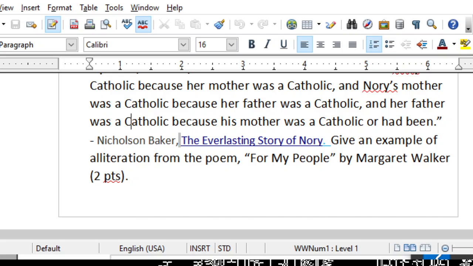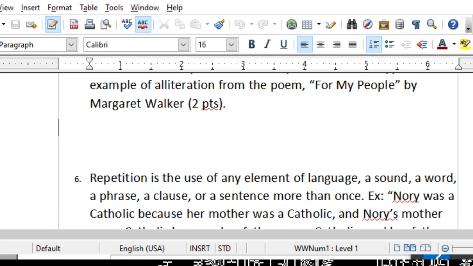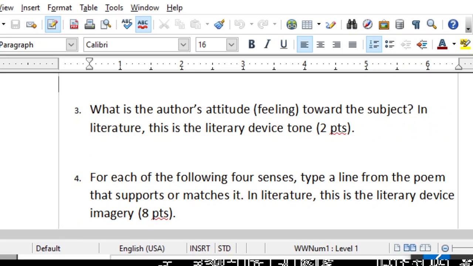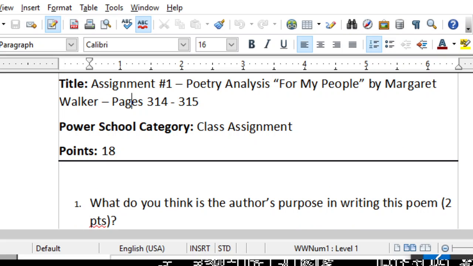All right, that is it for assignment number 1 for the poem For My People by Margaret Walker. Assignment number 1 is that you're just going to analyze the poem. And analyze means that you're just going to pick it apart and look at it in a deeper way.